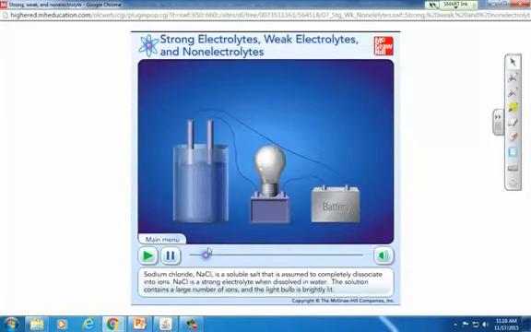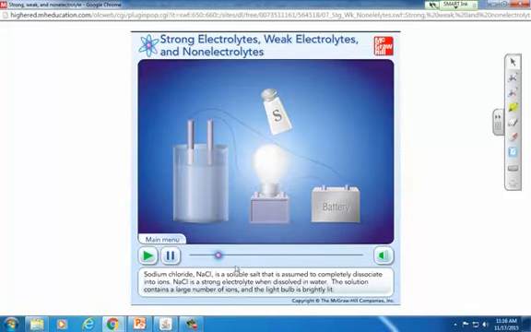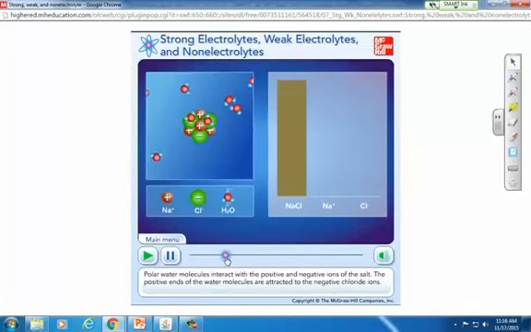Sodium chloride, NaCl, is a soluble salt that is assumed to completely dissociate into ions. NaCl is a strong electrolyte when dissolved in water. The solution contains a large number of ions, and the light bulb lights.